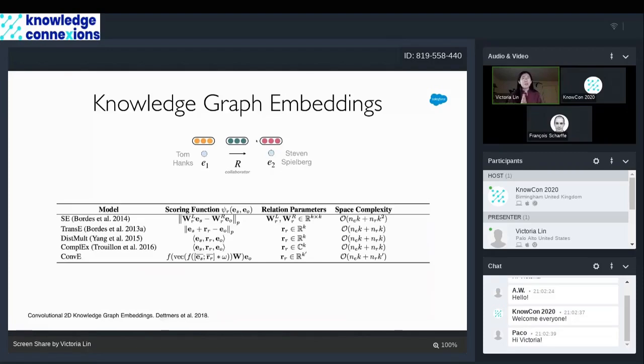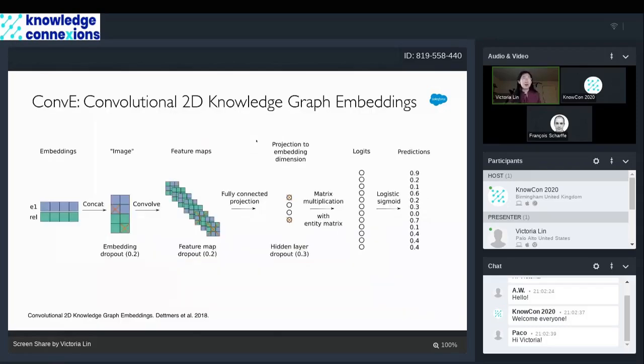Over the years, there have been many fantastic scoring functions proposed, like shown here. They have different forms of manipulating the embeddings, and they have different space and time inference complexity. One particularly interesting knowledge graph embedding approach, which I'm going to cover next, is 2D convolutional knowledge graph embedding, which is basically using convolutional networks to learn the scoring function. Here is just a brief overview of what this looks like.